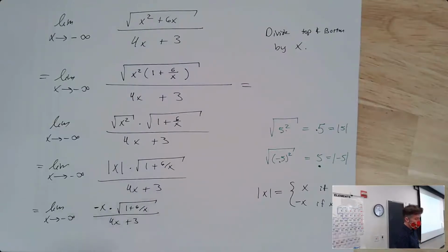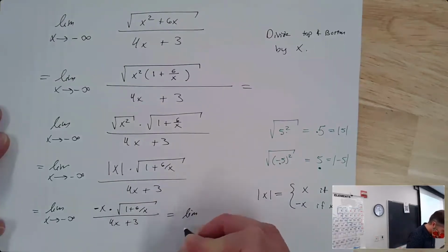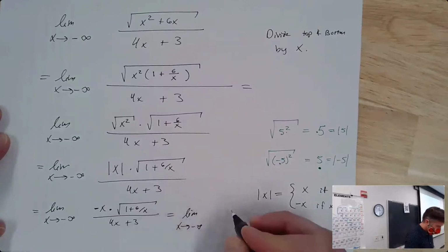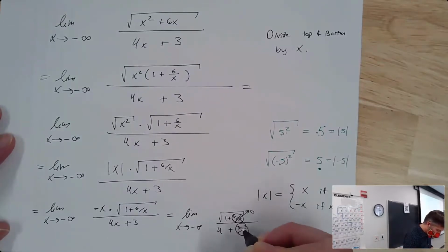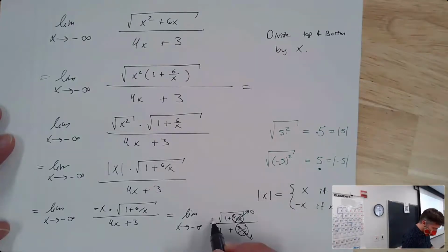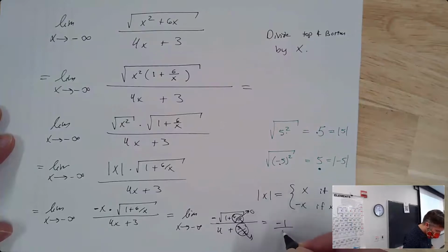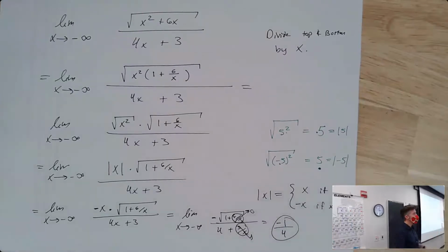Now we can do the thing that we wanted to do. We can divide the top and bottom by x. I'm just going to finish this up. So we can divide everything by x. On top, we get the square root of 1 plus 6 over x. On the bottom, we get 4 plus 3 over x. And then all the things being divided by x go to 0. Oh, I forgot the negative sign. That is important. And then we get negative 1 over 4. And just for context, if it was the limit as x goes to positive infinity, your answer would have been positive 1 over 4 because we wouldn't have had that negative there.